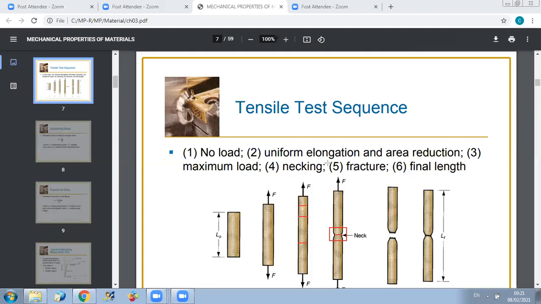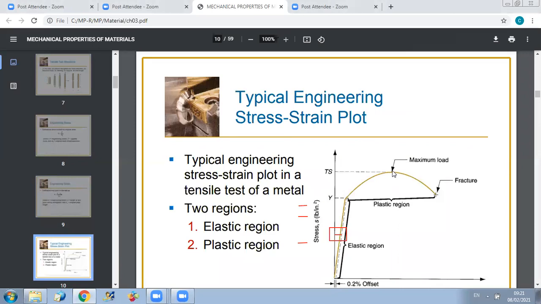Okay, this is why after we reach the maximum load, what will happen will be restricted in a small zone, and the reduction of area will be much faster. This will cause a reduction in the force needed to continue the deformation. This explains why after necking, the engineering stress, which is directly proportional to the applied force, is reduced, until at the end we will have fracture.